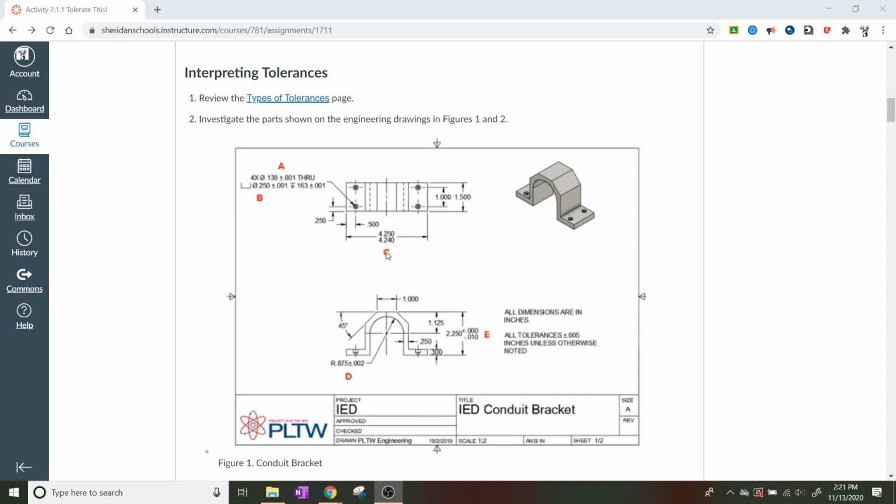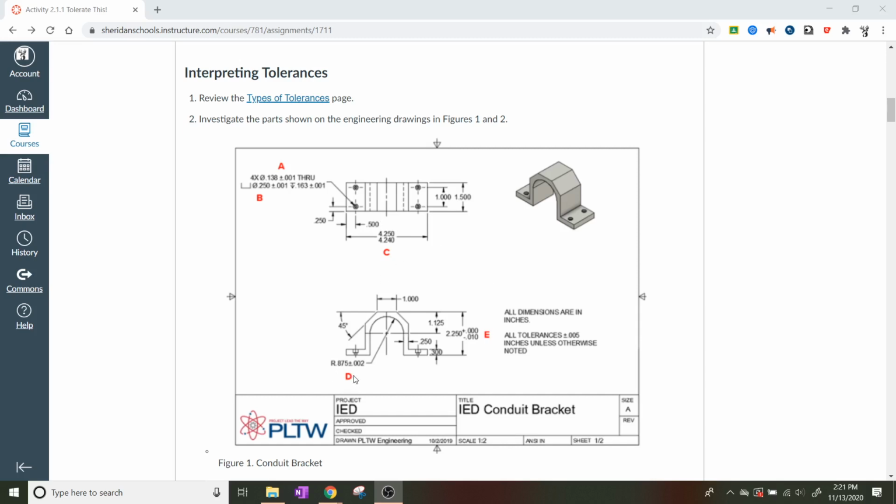Let's look at part C. Oh, wait, where's the plus or minus? There's no plus or minus here. Okay, so I've got to think about this. If there's no plus or minus involved, that means it's not bilateral and it's not unilateral. So that means we're going to have a limit tolerance. So this 4.25 and this 4.24 are our upper and lower limits, and this is just a limit tolerance.